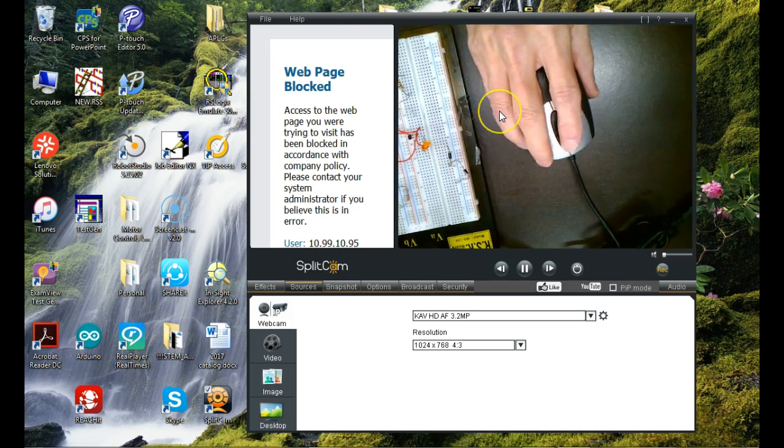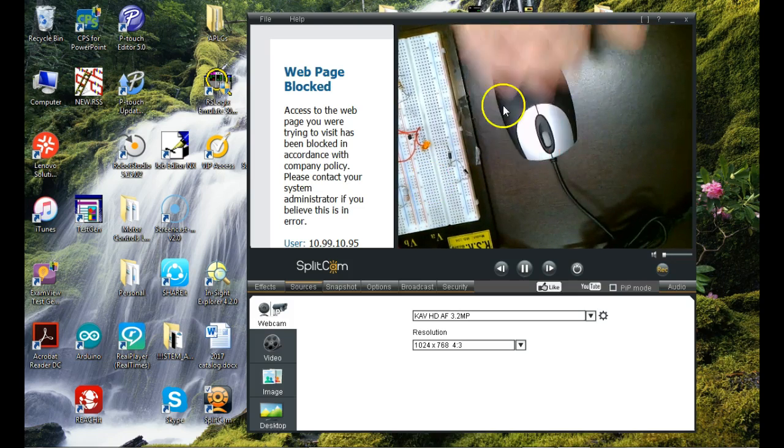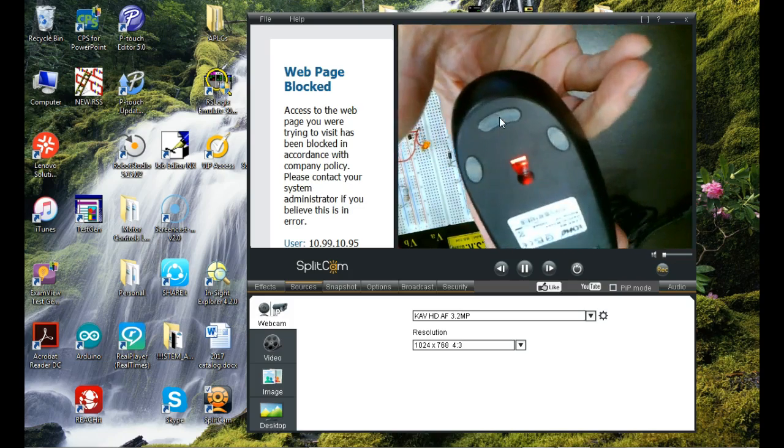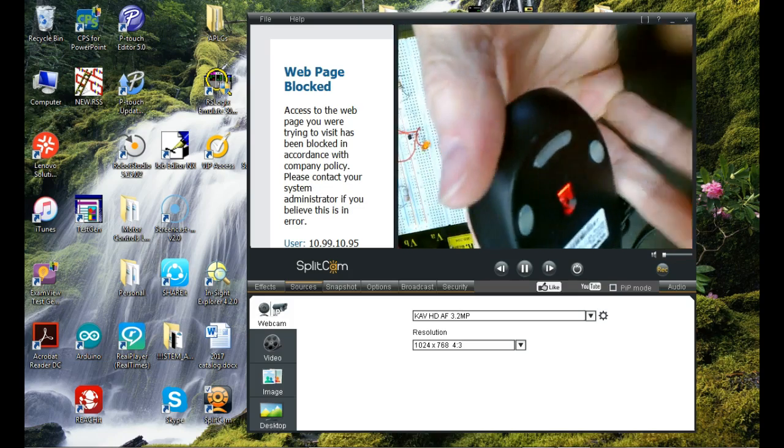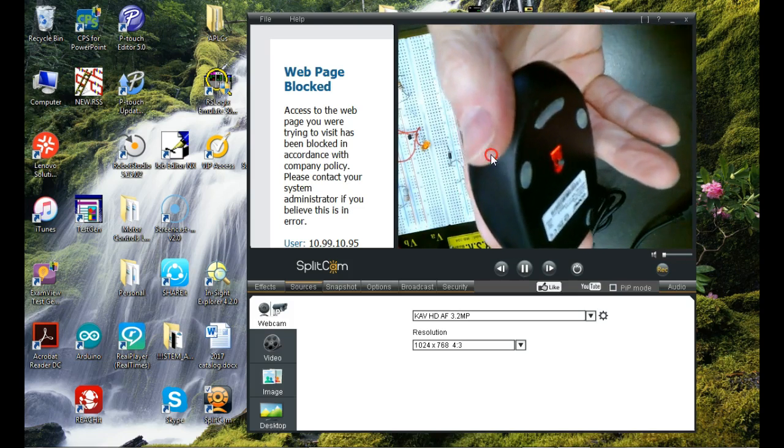Isn't it? So a mouse is an example of what we call diffuse. So it's depending on reflective light, right?